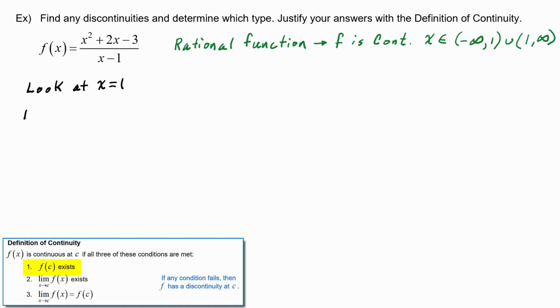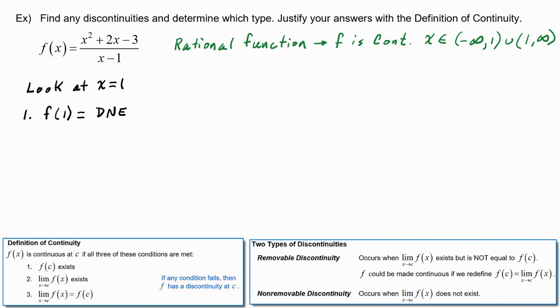Now, step 1 means we have to do f of 1. If we plugged 1 into f of x, we know the denominator would become 0, so f of 1 does not exist. So because this failed at step 1, we already know that there's a discontinuity. Now we just have to determine which type. And the type of discontinuity is controlled by whether the limit exists or it does not.